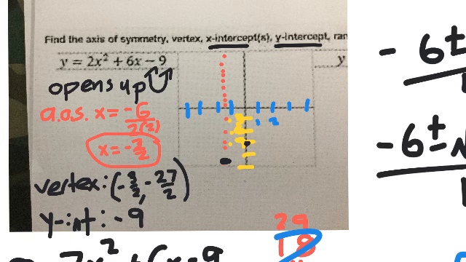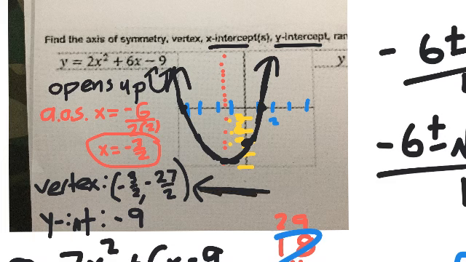Now I also know the y-intercept is at negative 9, so it's going to cross the y-axis right there. My x-intercepts are at 1.1, which is right there, and negative 4.1, which would be right here. And so once I take all those critical points, I can kind of see the parabola taking shape. The vertex was negative 27 over 2, which I made into a decimal, negative 13.5.